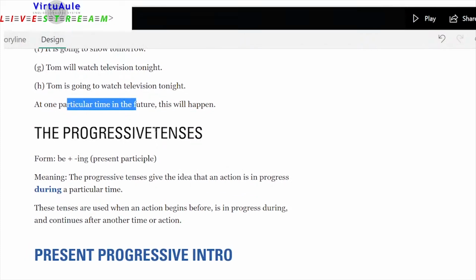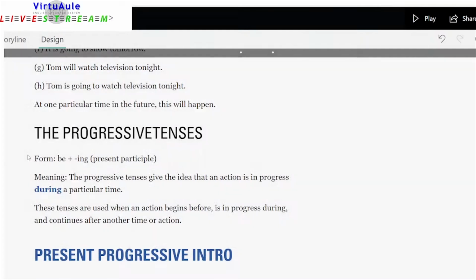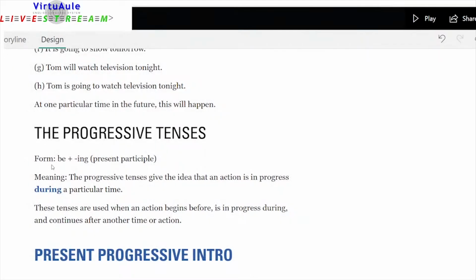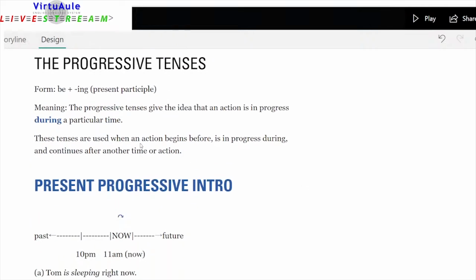Progressive tenses. Wow, that doesn't look good. The progressive tenses. Form: be plus ing. The meaning is, progressive tenses give the idea that an action is in progress during a particular time. These tenses are used when an action begins before, is in progress during, and continues after another time or action.